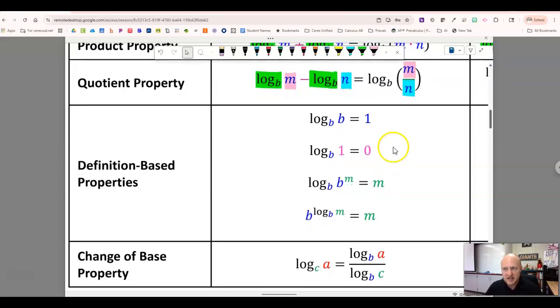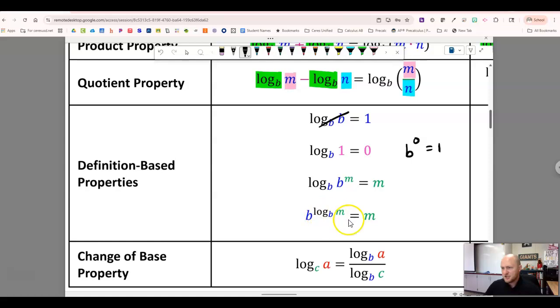We have first the identity property, log base b of b. That's just 1. These essentially cancel out and give you 1. Log base b of 1 equals 0. Again, remember that's because any base to the power of 0 is equal to 1.